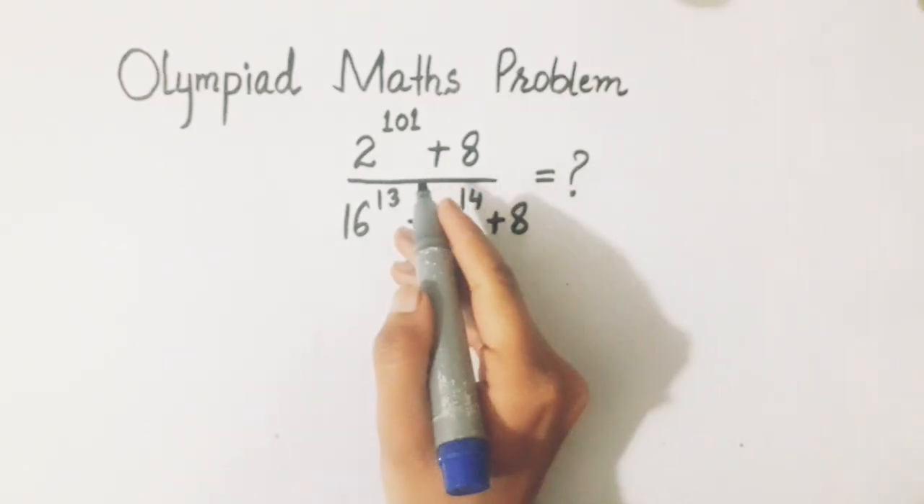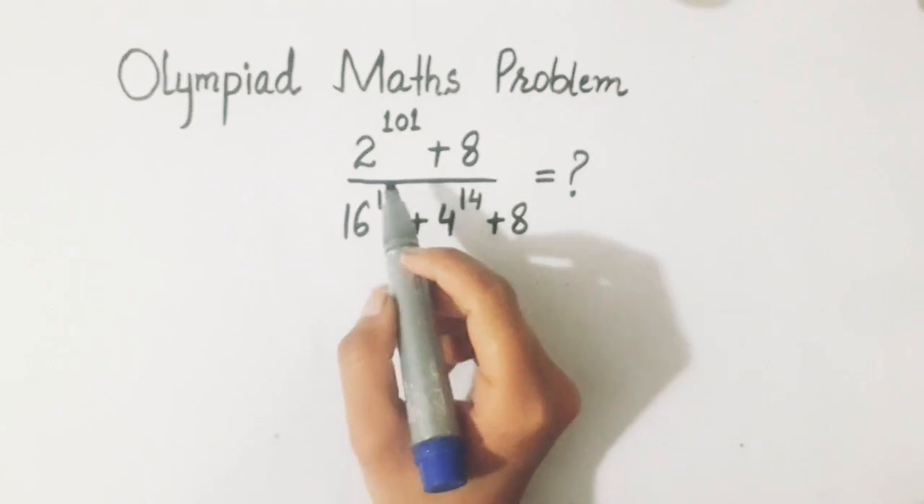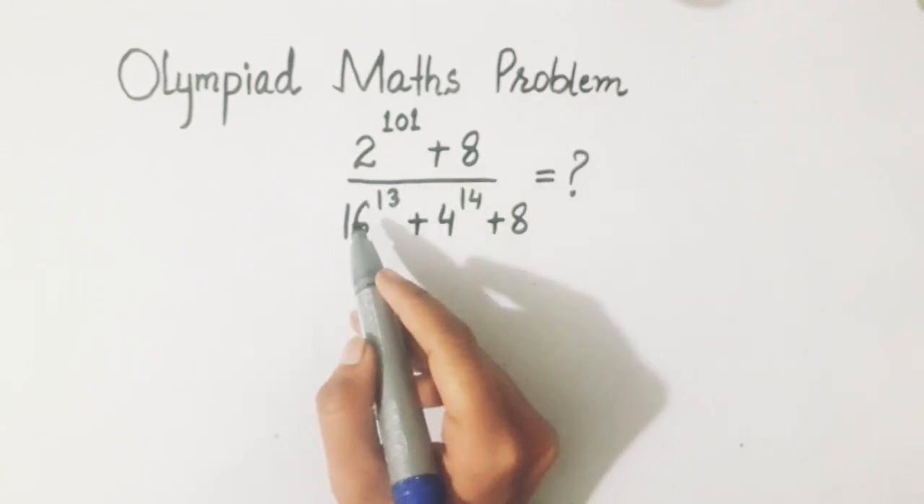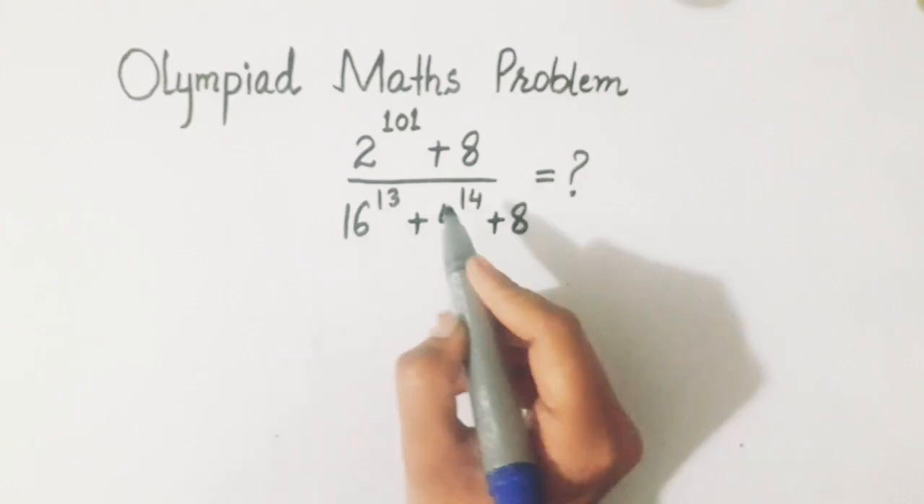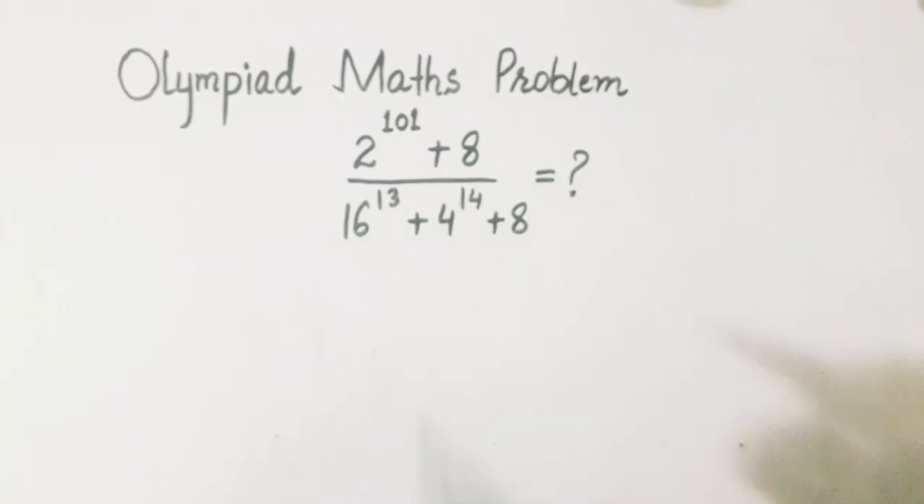In today's video we will solve a very interesting Olympiad math problem, that is (2^101 + 8) divided by (16^13 + 4^14 + 8). So how will we solve this question?